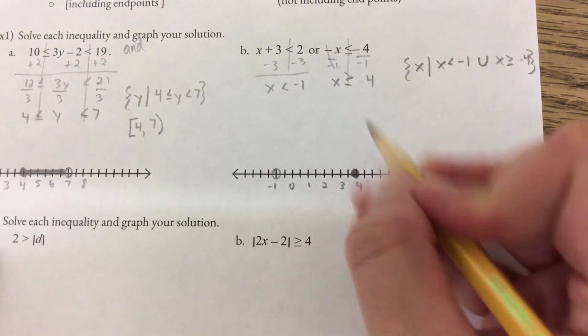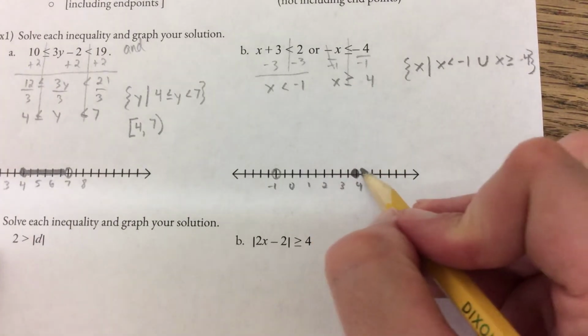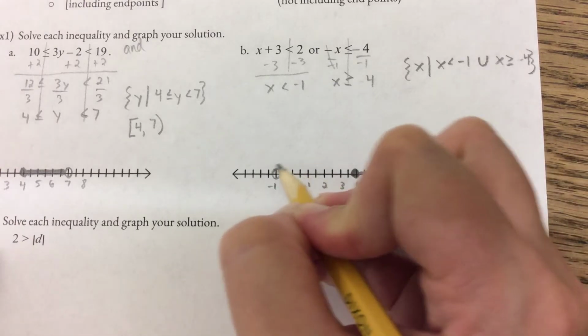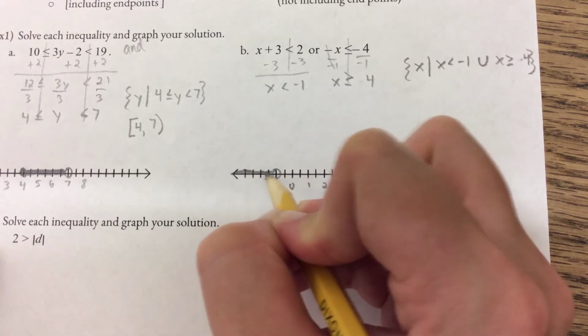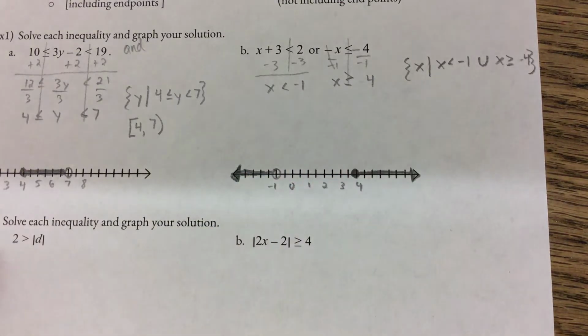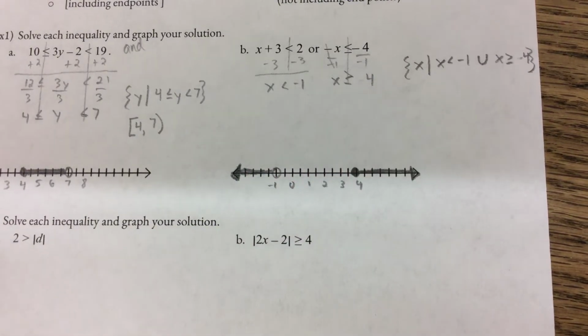And then our or statement, so like x is greater than or equal to 4, greater than means larger numbers, we're going this way. Less than goes this way. And there you have it.